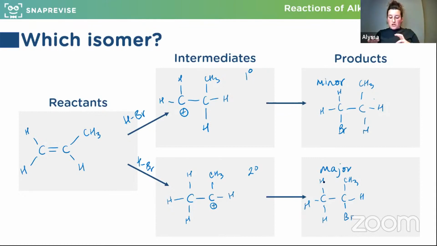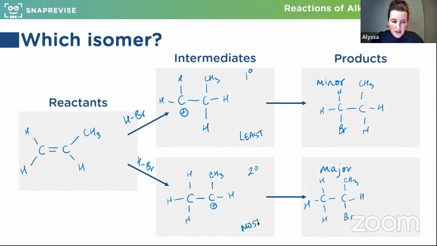So our major product at the bottom is because it goes through the secondary carbocation, and the minor product goes through the primary. Primary being least stable out of these two, and the secondary being the most stable of these two.